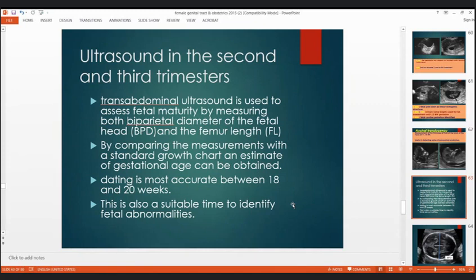What about the second and third trimester? In second and third trimester, we use transabdominal ultrasound to follow fetal maturity. So we measure the biparietal diameter and the femoral length. By comparing the measurement with the standard growth chart, we can estimate the gestational age. Dating is most accurate between 18 and 20 weeks, and it is also suitable to identify fetal anomalies.